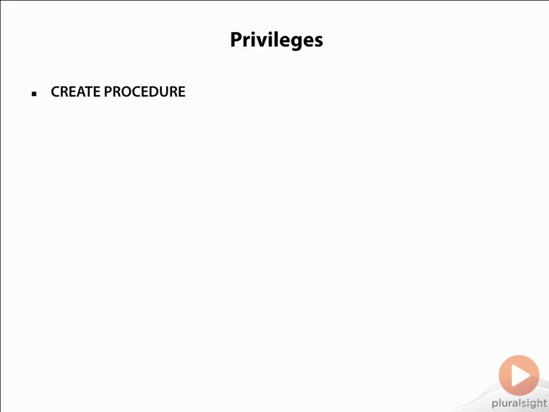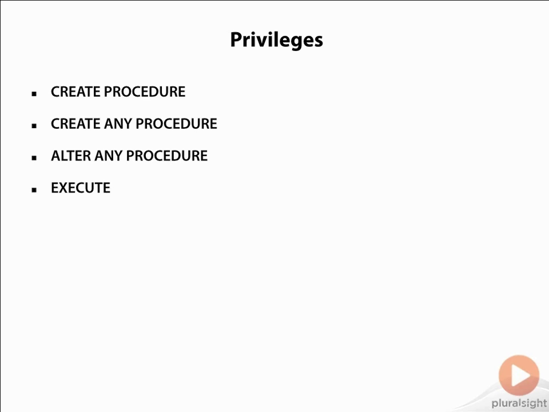In order to create stored program units like procedures, functions, and packages in your own schema, you need to have the create procedure privilege assigned to you. In order to create these named program units in another schema, you need to have the create any procedure system privilege assigned to you. To alter a procedure created in another schema, you will need to have the alter any procedure system privilege. And to execute a procedure created in another schema, you will need the execute privileges.